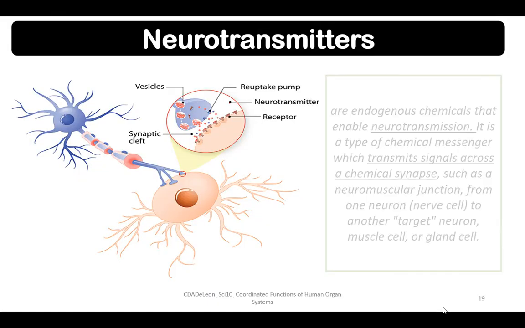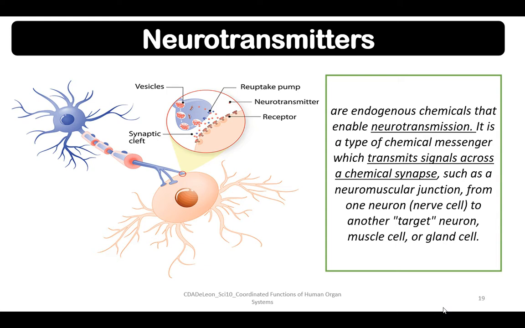So neurotransmitters are endogenous chemicals that enable neurotransmission. It is a type of chemical messenger which transmits signals across a chemical synapse, such as a neuromuscular junction, from one neuron or nerve cell to another target neuron or muscle cell or gland cell.